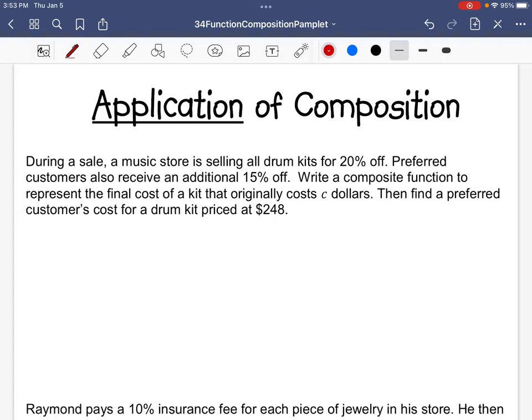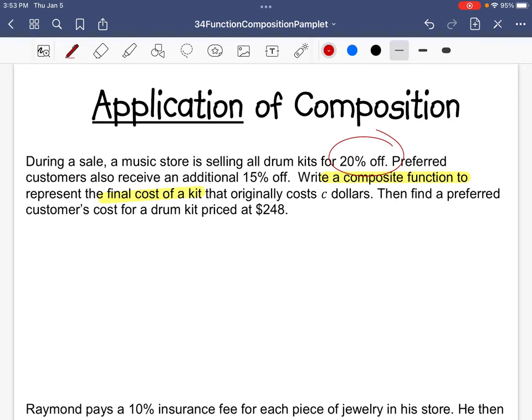Now, we're going to want to write a function composition to represent the final cost. We're going to do a function composition, get the final costs, and we're going to do a little something with $248. But the first thing we need to do is individually write the equations.